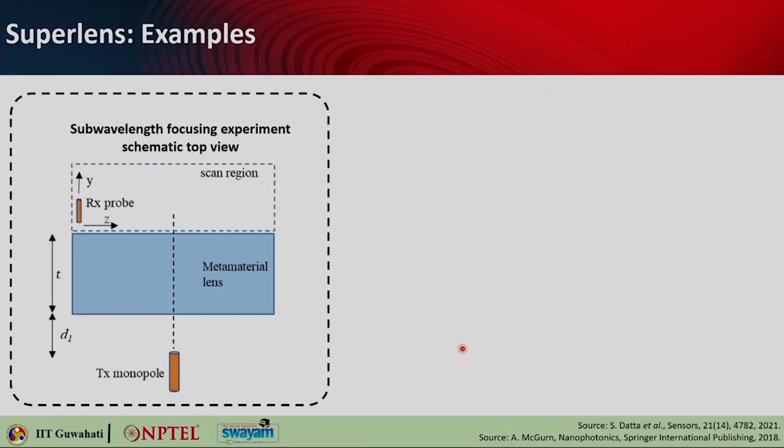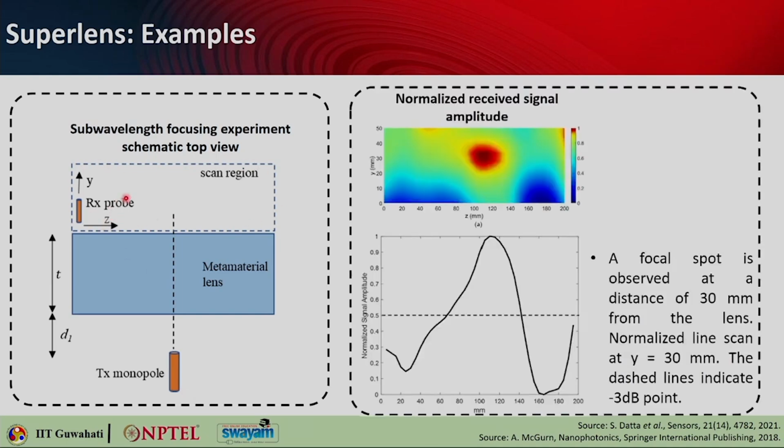Now what is the benefit of this? When you put this metamaterial lens and you have a transmitter monopole, and this is the scan region. When you do the scanning, you could see that you are able to obtain a focal spot at a distance of 30 nanometer from the lens, and if you take the width of this focal spot, you can get that it's around 30 nanometer. This is the full width half maxima, because this is taken at the minus 3 dB point, or where the amplitude is half. So using this metamaterial lens you are able to focus at this particular point.